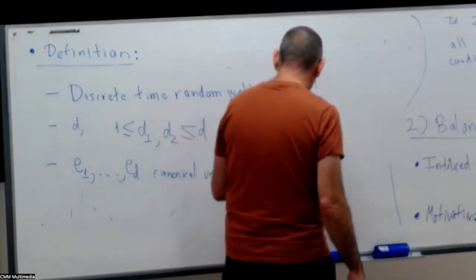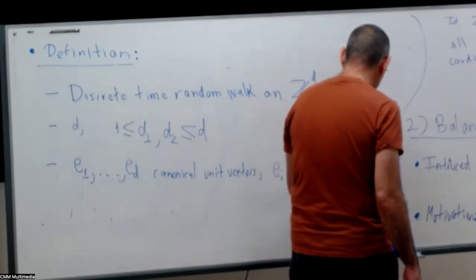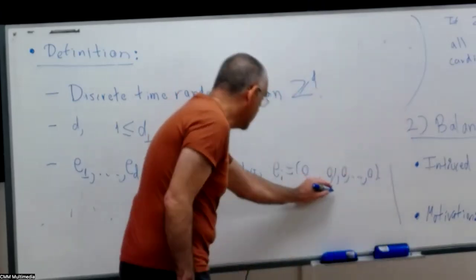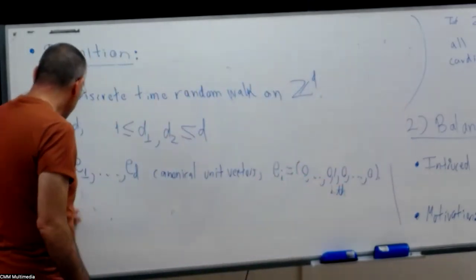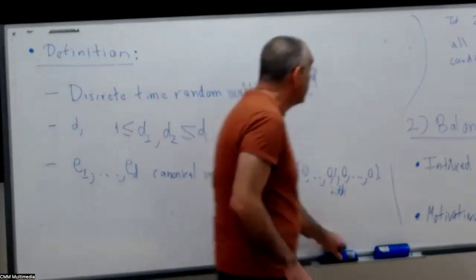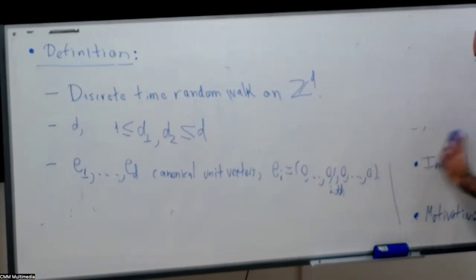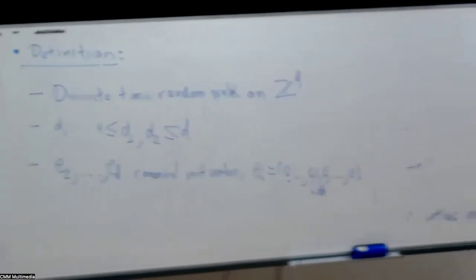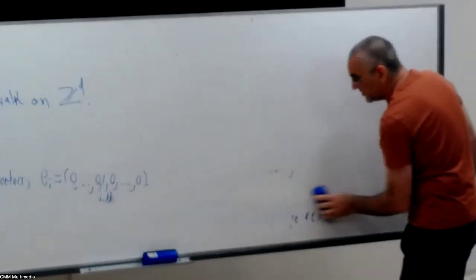Okay, so e_i of course is this, the ith position. Now the rule of the dynamics will depend on whether the random walk is at a previously visited site or not.